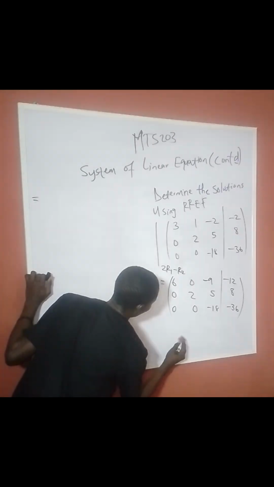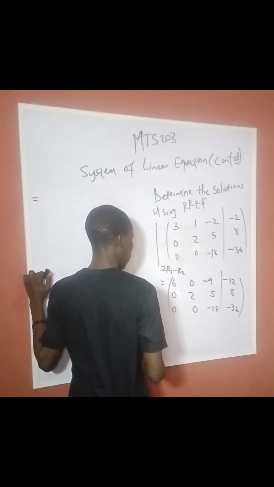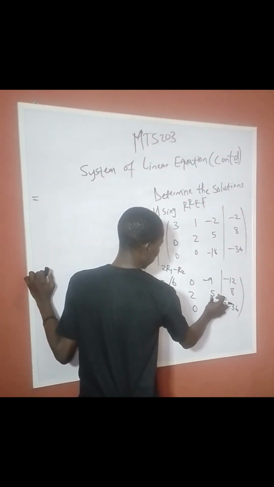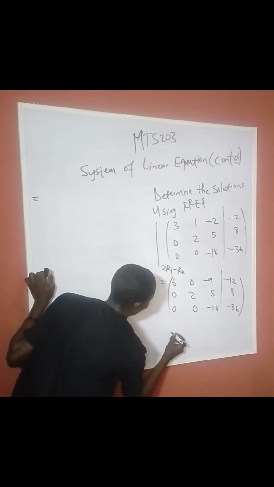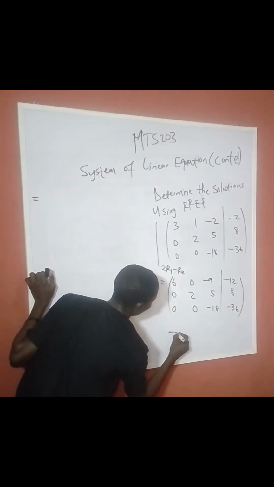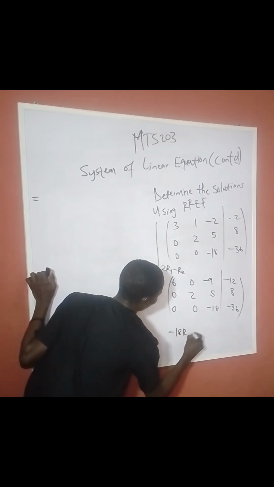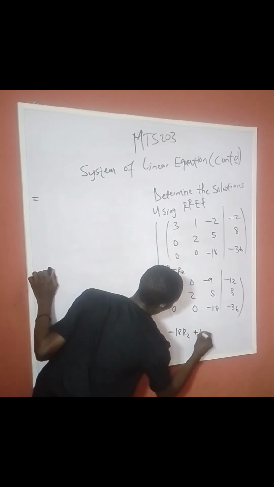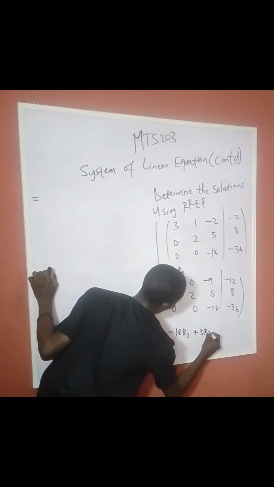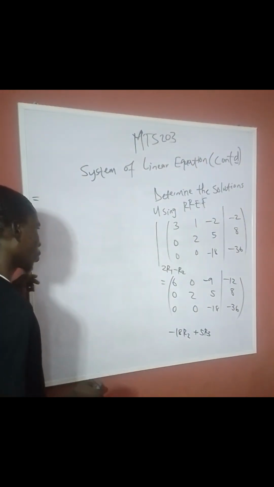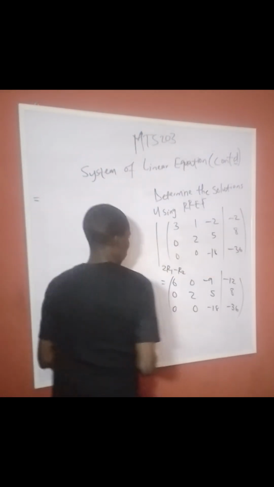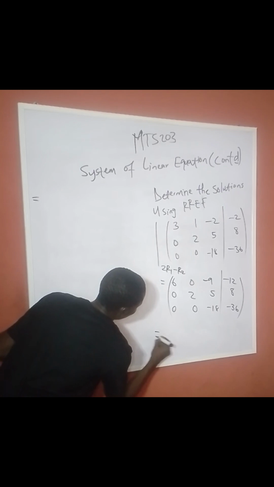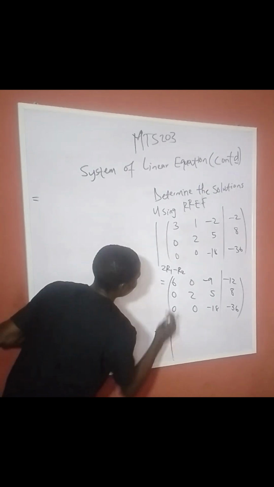For me to reduce this 5, let's think, how do I go about that? I can just say minus 18 row 2 plus 5 row 3. Let's see if this will work. Before I do that, I can just say this is my row 3. Let me break things down and rewrite my matrix.